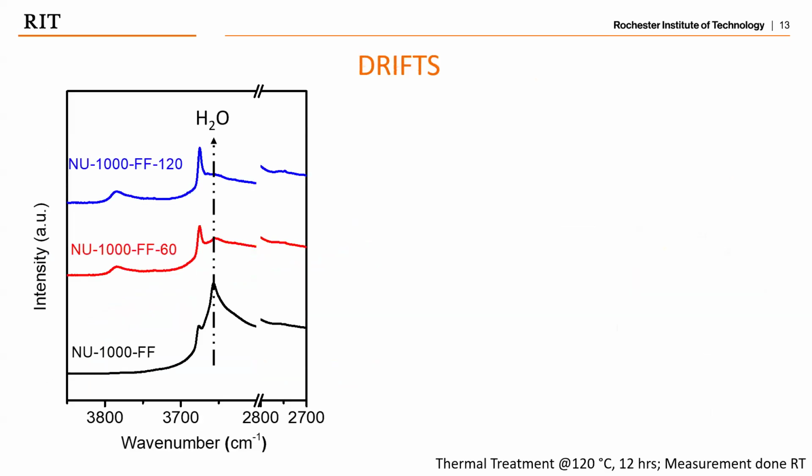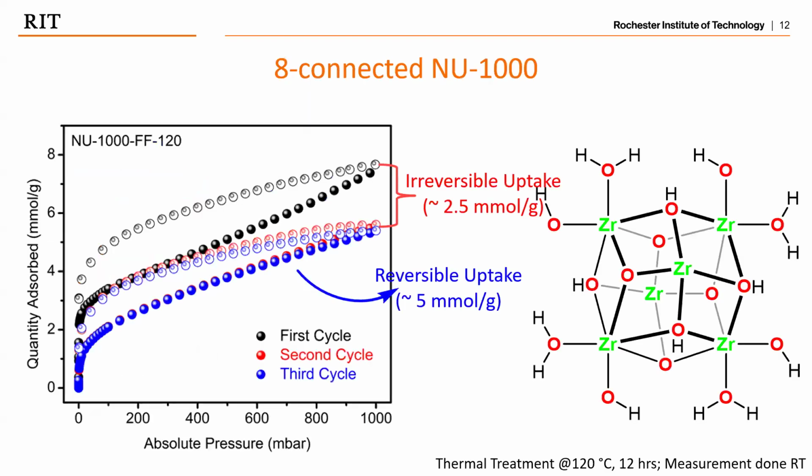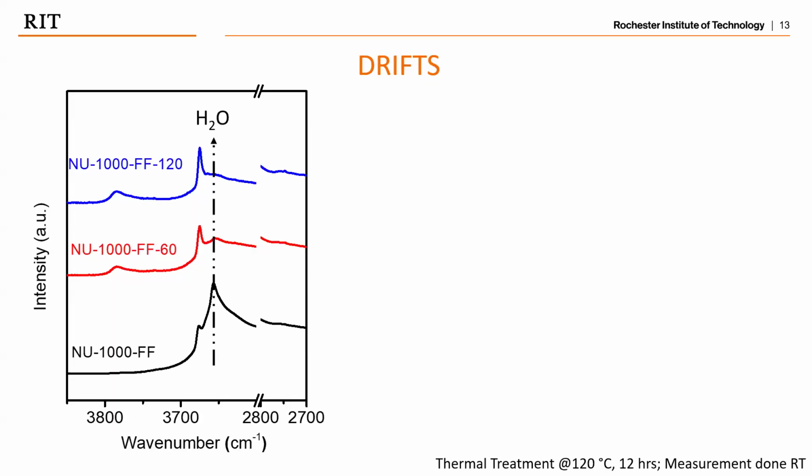So we also did DRIFTS, FTIR, so it can tell us some of the chemistry happening in the MOF. What we found out is that when we heat up and the temperature increases, this water peak disappears. This water, as we go back, is terminal water coordinated with the zirconium. So we found out this loss makes less uptake, and maybe this is causing the irreversible uptake.